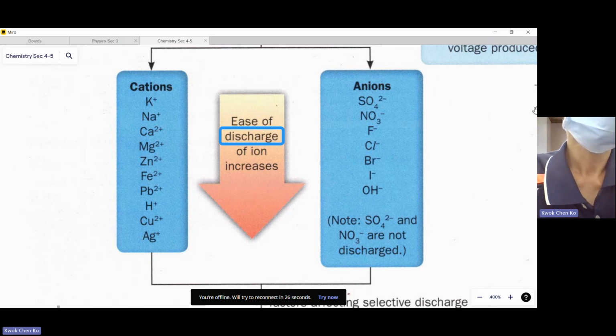So, go back to answer our earlier question. Sodium or H plus, which one discharges? H plus. So H plus gets reduced. Remember, at the cathode, it gets reduced. How about this too? OH minus gets oxidized. But you have to write out the equation too.